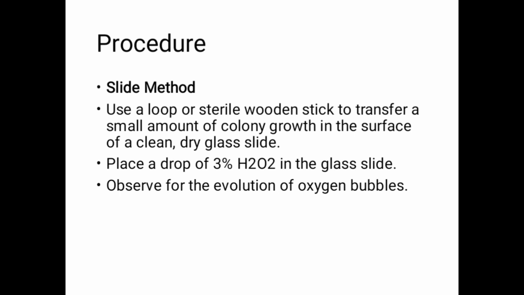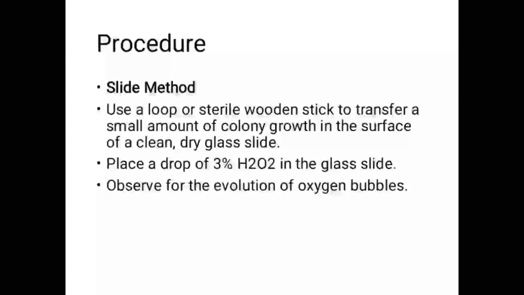Slide method: use a sterile wire loop to transfer a small amount of colony onto the surface of a clean, dry glass slide, and place a drop of 3% H2O2 on the glass slide. Then observe for the evolution of oxygen bubbles. If there is appearance of oxygen bubbles, it means they are catalase positive. If there is absence of oxygen bubbles, it means they are catalase negative.